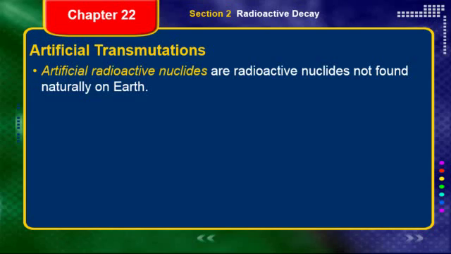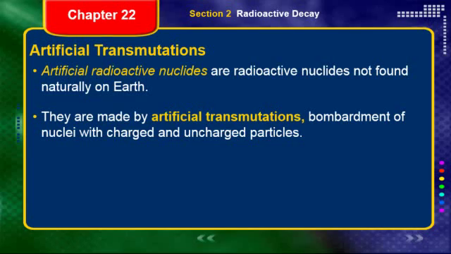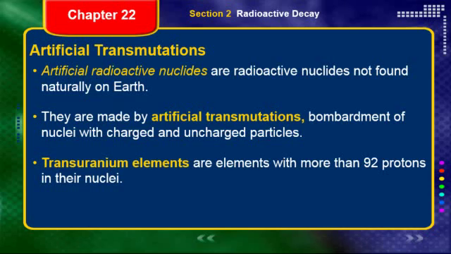Artificial radioactive nuclides are radioactive nuclides not found naturally on Earth. They are made by artificial transmutation, or bombardment of nuclei with charged or uncharged particles. For example, in those particle accelerators. Transuranium elements are elements with more than 92 protons. Remember, 92 protons is the point on the periodic table where we are going to find uranium. So transuranium elements are elements that have gone larger past uranium.